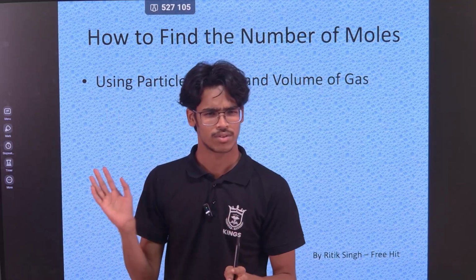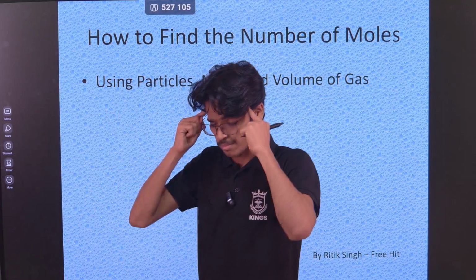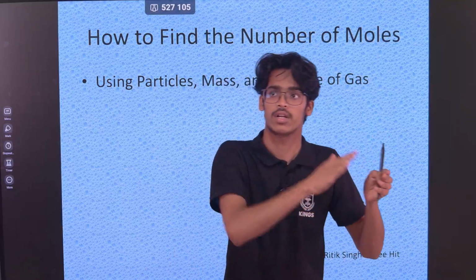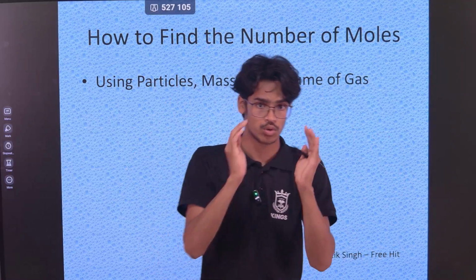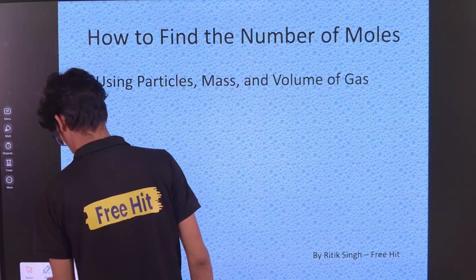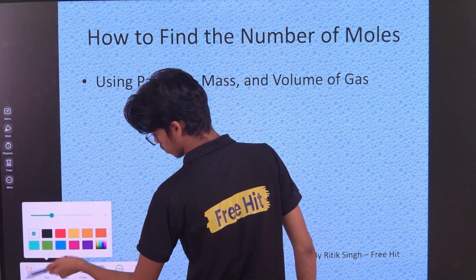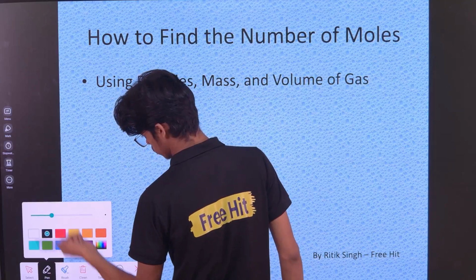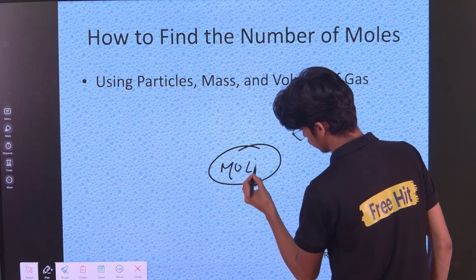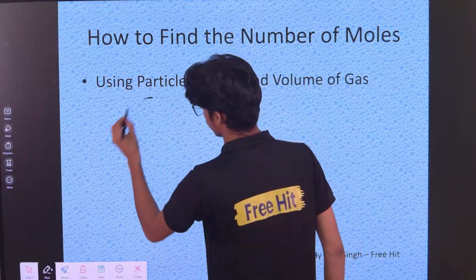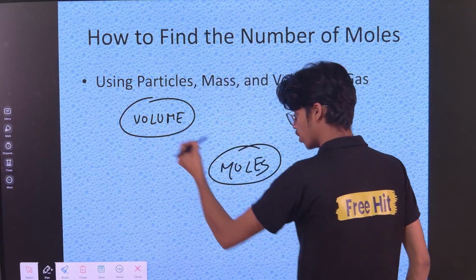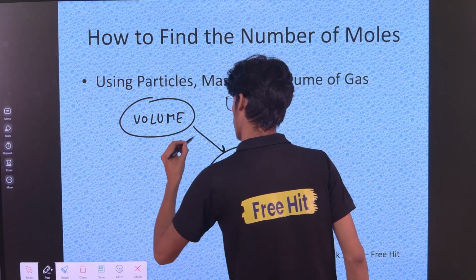The logic behind these questions is very simple. Always remember, if you want to go from number of particles to volume, number of particles to mass, or mass to volume, you have to go through moles. Suppose this is moles. Now, if somebody is giving you volume, you can go from volume to moles, and you can go back also.